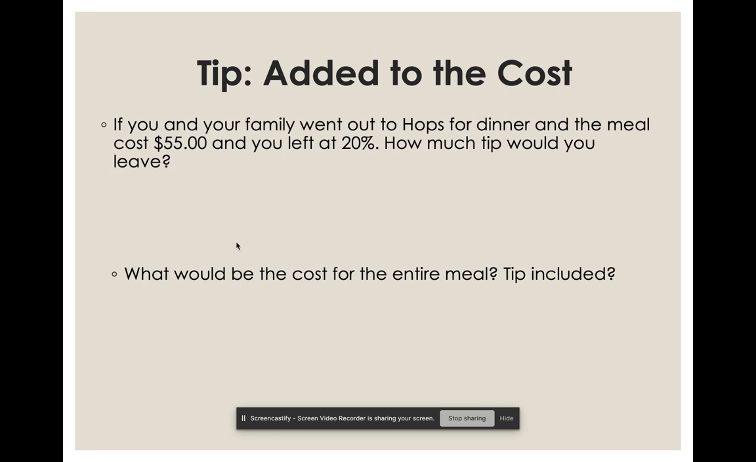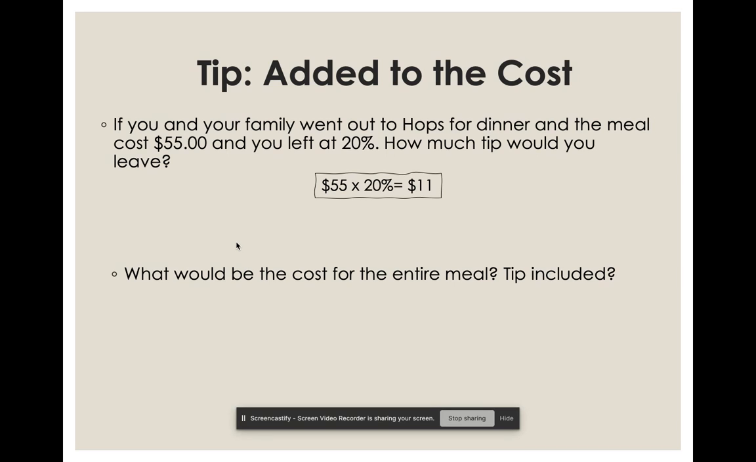So we're talking about some food here because we love food. If you and your family went out to Hops for dinner and the meal cost $55 and you left a 20% tip, how much tip would you leave? Once again, you have two options. You can set up the formula, part over whole equals percent over 100, or you can simply multiply $55 times 20%. If you do that, that should give you $11. So the tip you're going to leave is $11.